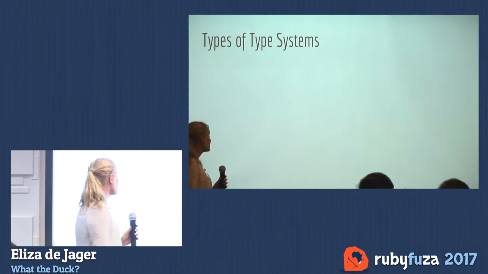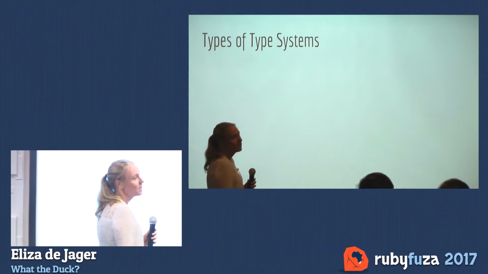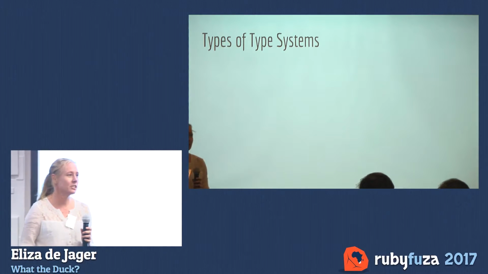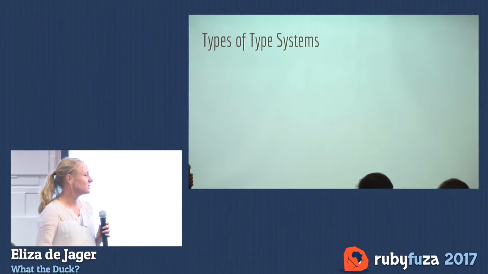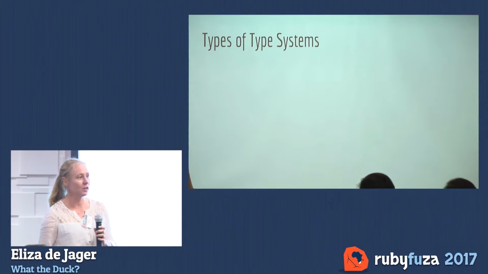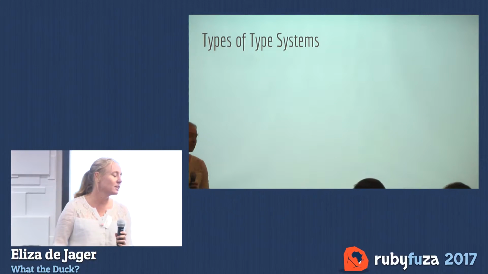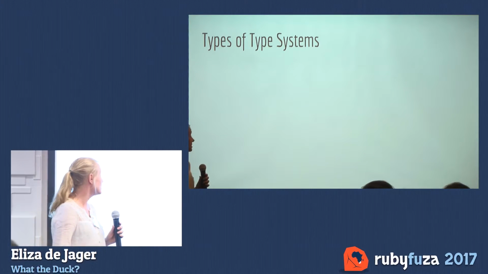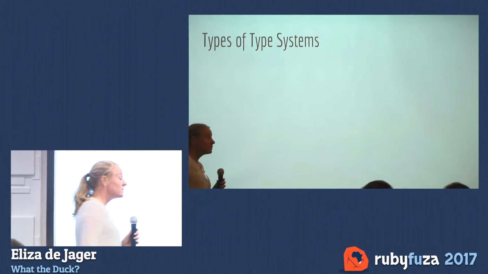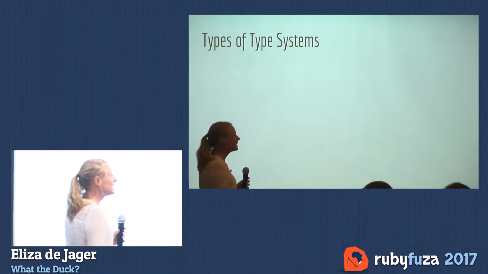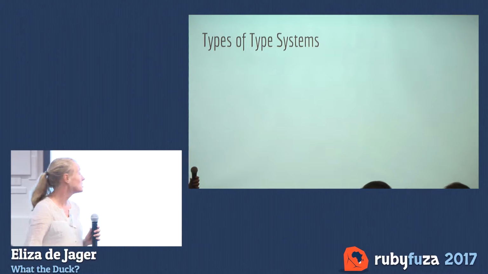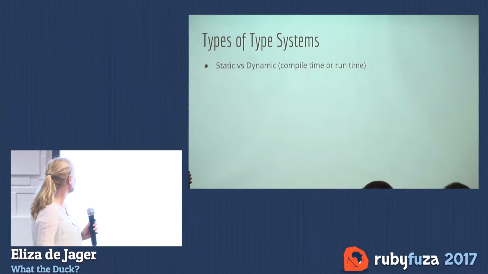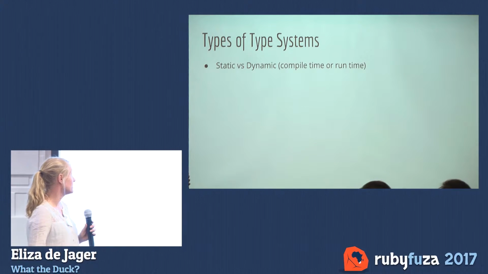Now, duck typing is actually a type of type system, and a type system is basically just a collection of rules that assigns a type property to things like variables, functions, and expressions, and that information is then used to try and prevent errors in the system. Now, there are several types of type systems, and you can classify them according to various rules, but maybe the most well-known would be your static versus dynamic type system.